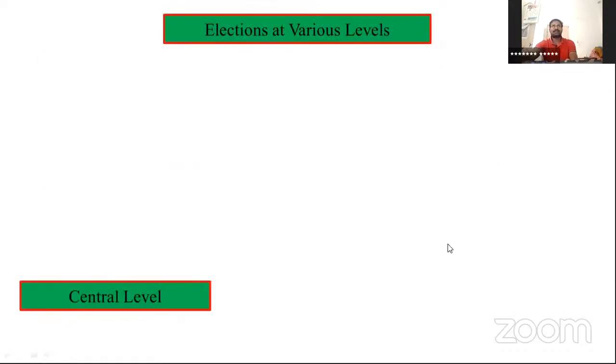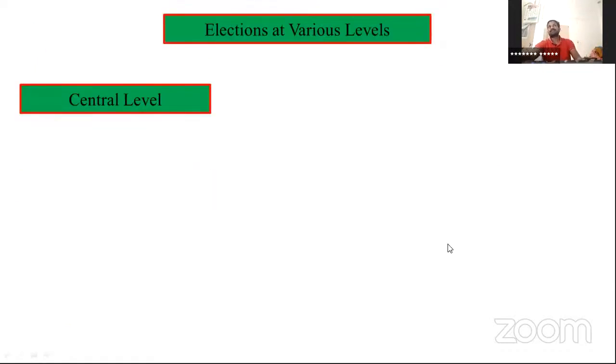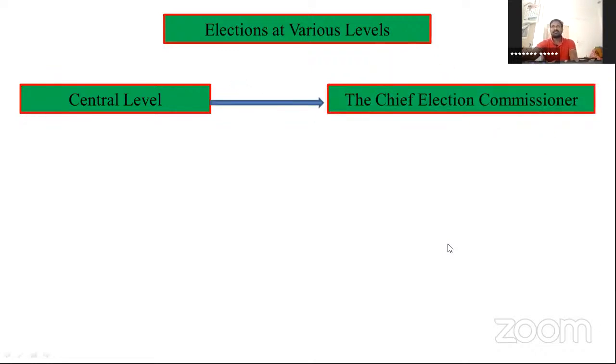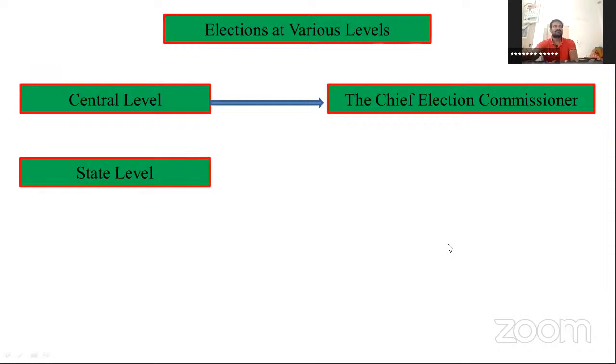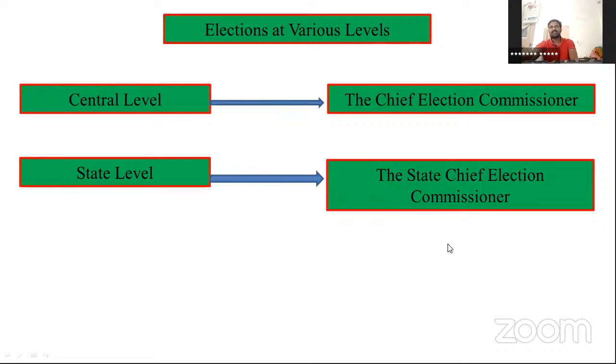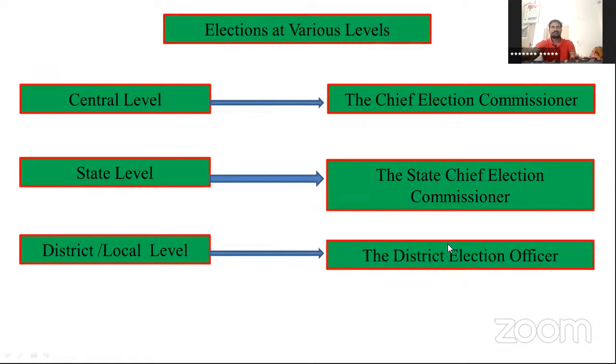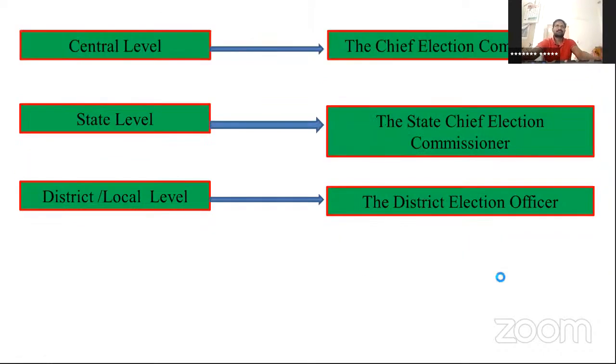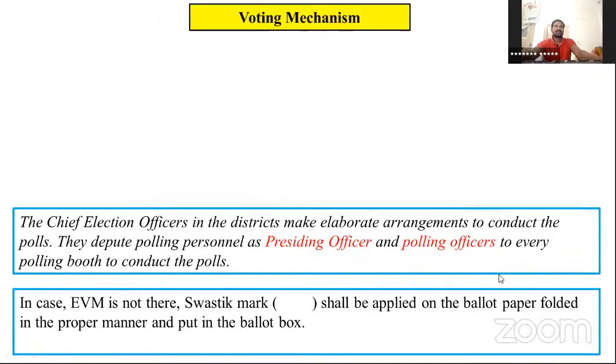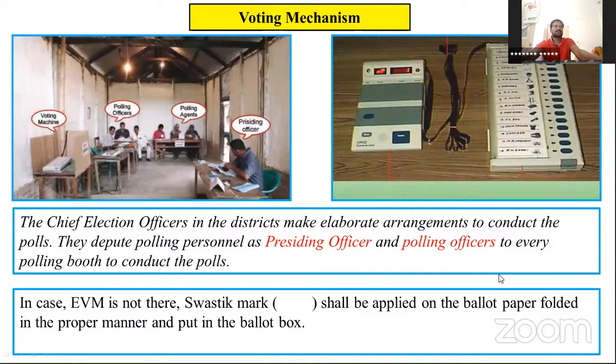Look at this once again. Elections at various levels. See this, the central level: elections are conducted by the chief election commissioner. At the state level, in the same way, the state chief election commissioner. At the district level, the district collector, the district election officer. The district election officer is known as the district collector. Voting mechanism, once again, see these pictures.